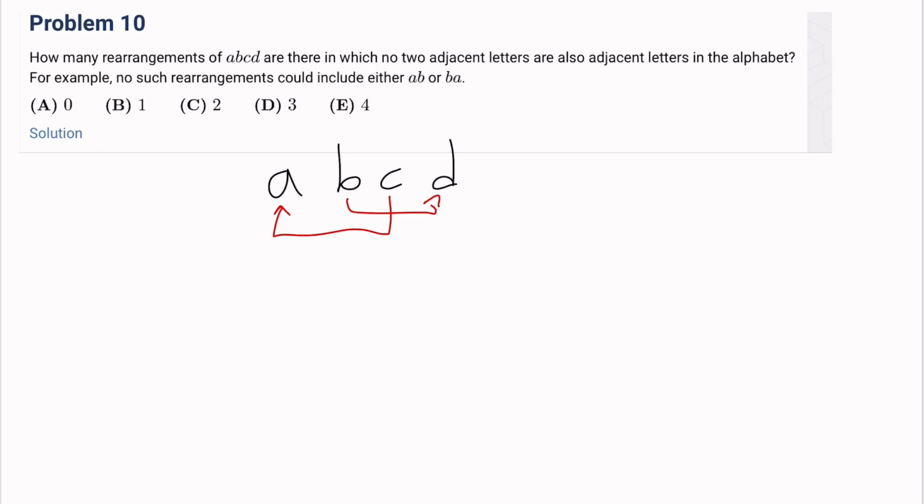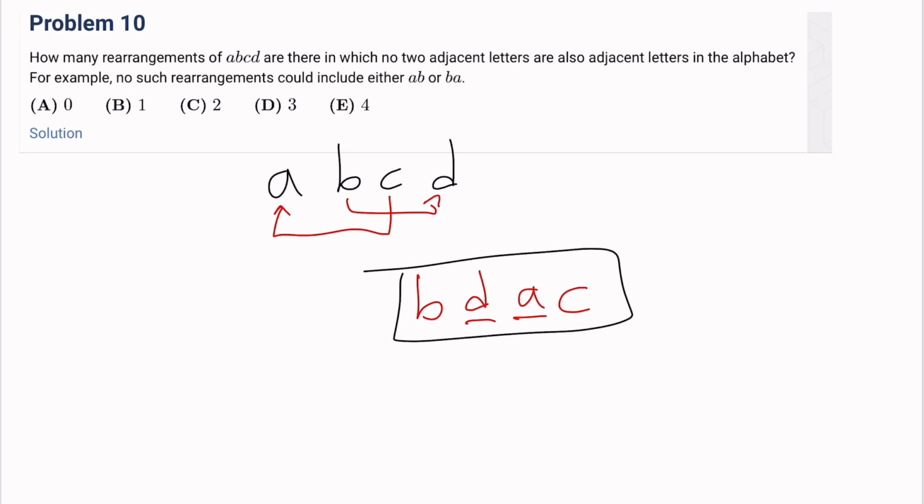That means B and C must be at the edges, right? So B something something C. And since B must be connected to D, D sits here. Since C must be connected to A, A sits here. And we also have to consider the time where we turn this around entirely, right? So like C, A, D, B, that would be just reversing the whole thing. And so we have CADB and BDAC.